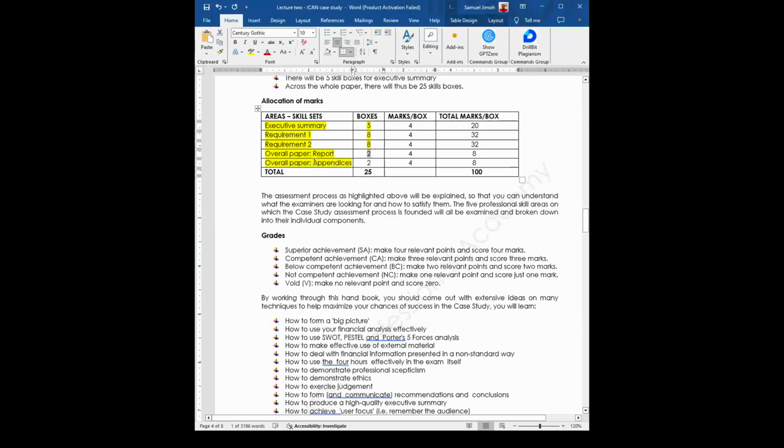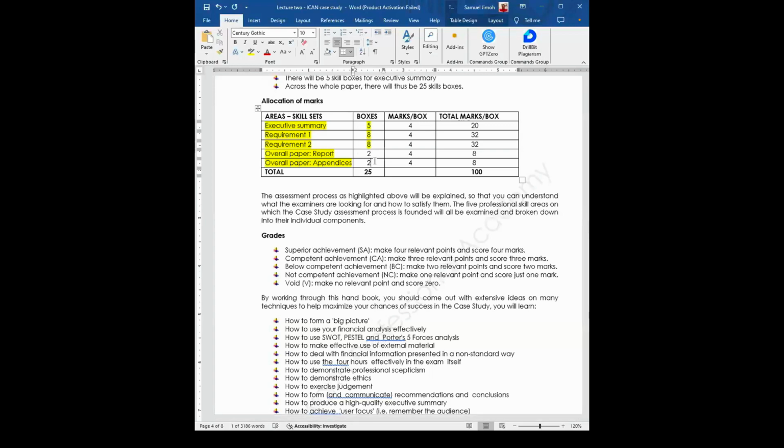And under the overall report again, there are appendices. Appendices are where you do your computations. Computations are not expected to be done in the body of your report. Just like when you are writing your project research, your appendices come at the back of your report, where you put your computations, your tables, graphs, and many other things. So you're expected to produce an appendix for requirement 1, and an appendix for requirement 2.